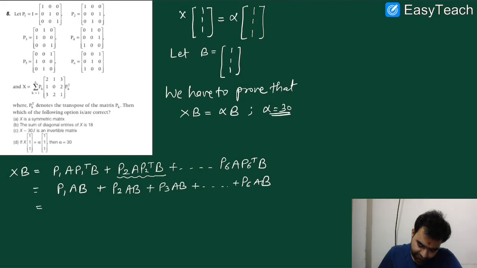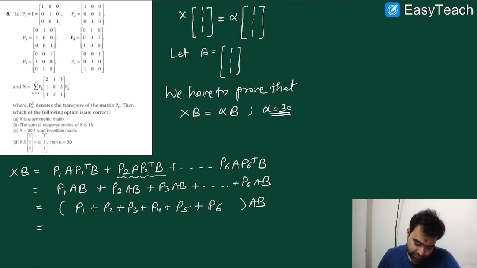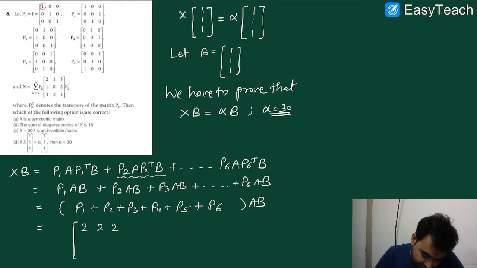Okay. So if I take AB common, in the bracket I'll get P1 plus P2 plus P3 plus P4 plus P5 plus P6. Now since addition is possible because all the matrices from P1 to P6 have order 3 by 3, if I add, I will get 2 2 2, because this one and this one will get added. Similarly this one and this one will get added. So each and every position I will get 2.